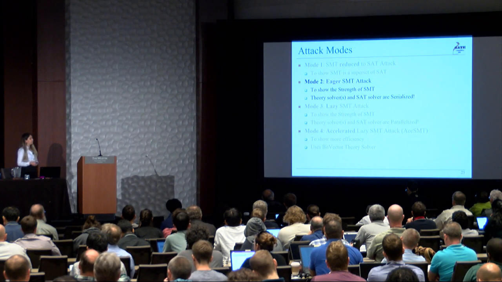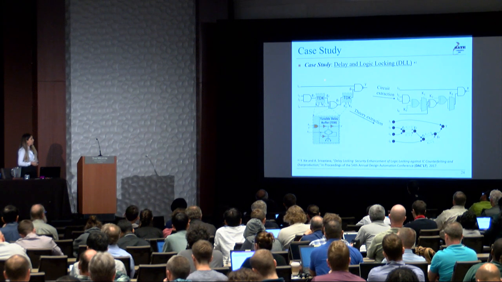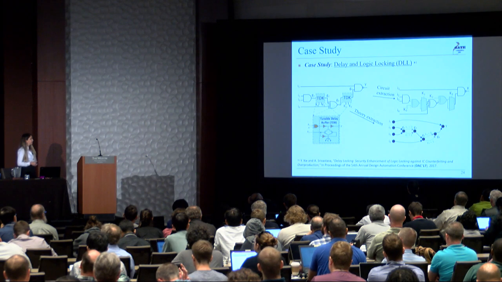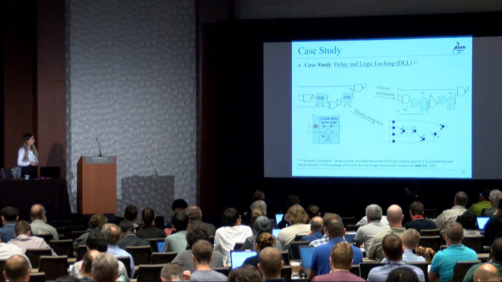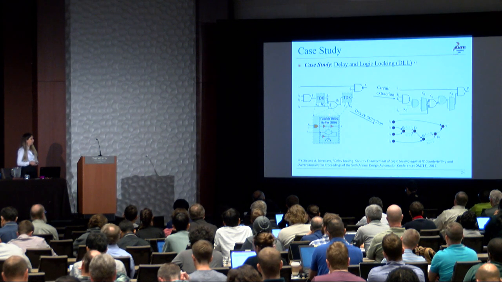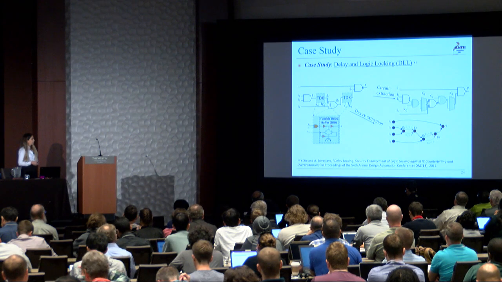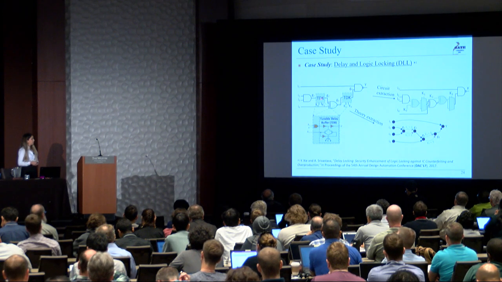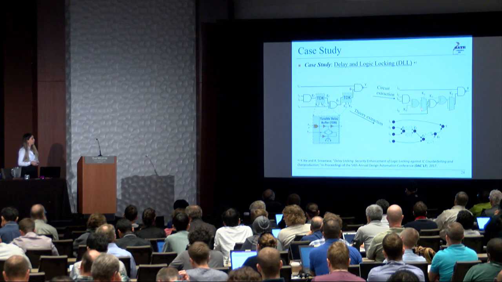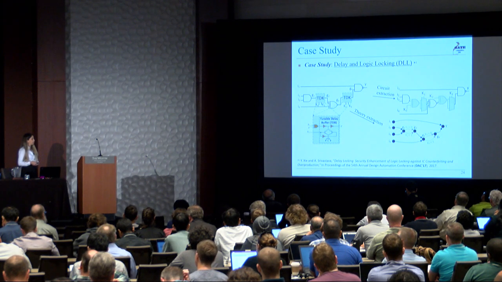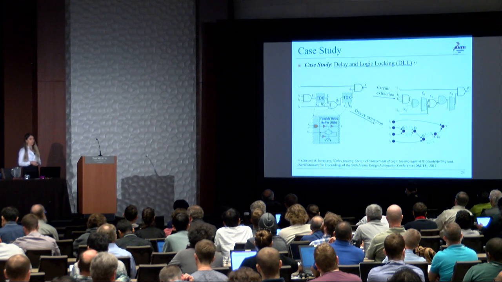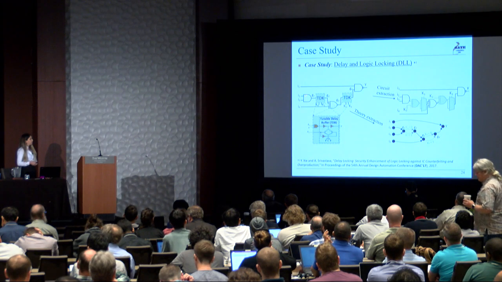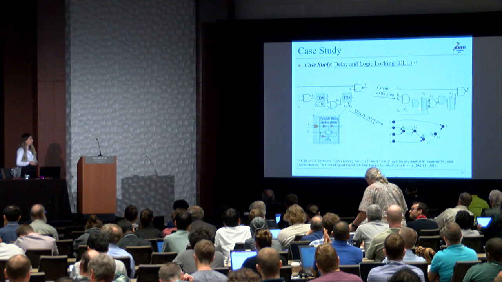For this reason, we have implemented both eager and lazy approaches of the SMT attack. As a case study, we chose the delay and logic locking, DLL, technique. As I mentioned previously, in the DLL, the key not only controls the logical properties of the circuit, but also the delay properties of it. Before calling the SMT attack, the obfuscated cells should be replaced with their equivalent key programmable gates, KPG. Also, for attacking the DLL, we employ the graph theory solver. So the translation step is replacing the obfuscated netlist with its graph representation.